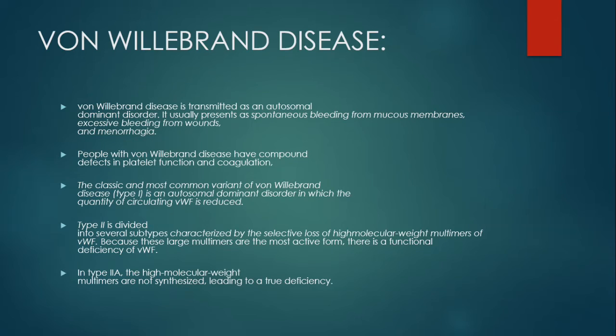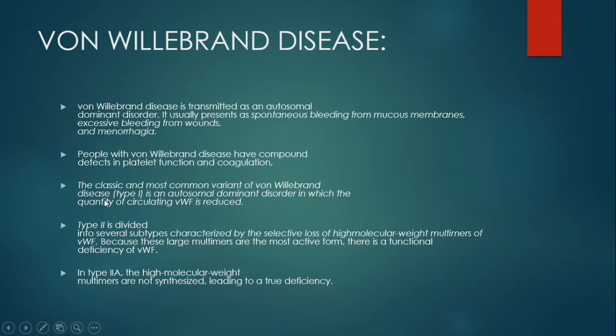Platelets would not adhere to the endothelial wall, and there will be no formation of a platelet plug and no formation of a blood clot. So there is spontaneous bleeding from the mucous membranes, excessive bleeding from wounds, and menorrhagia. People with von Willebrand disease have compound defects in platelet function and coagulation, as I have discussed. The classic and most common variant of von Willebrand disease is type 1, an autosomal dominant disorder in which the quantity of circulating VWF is reduced.